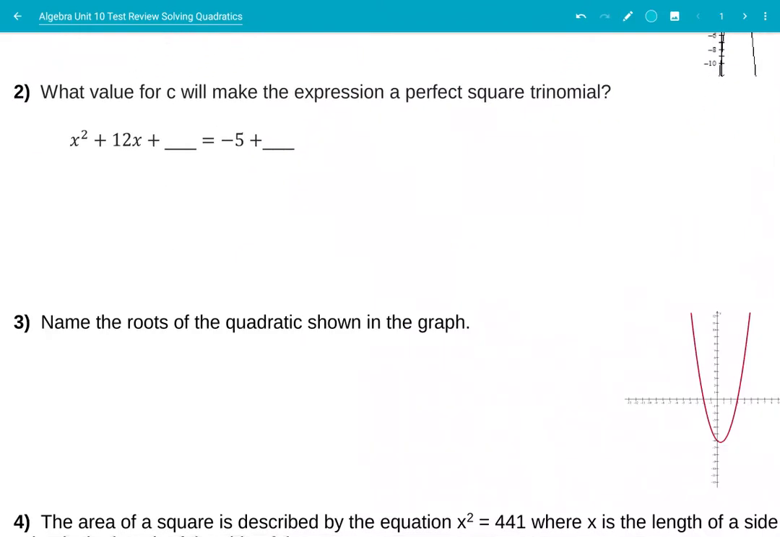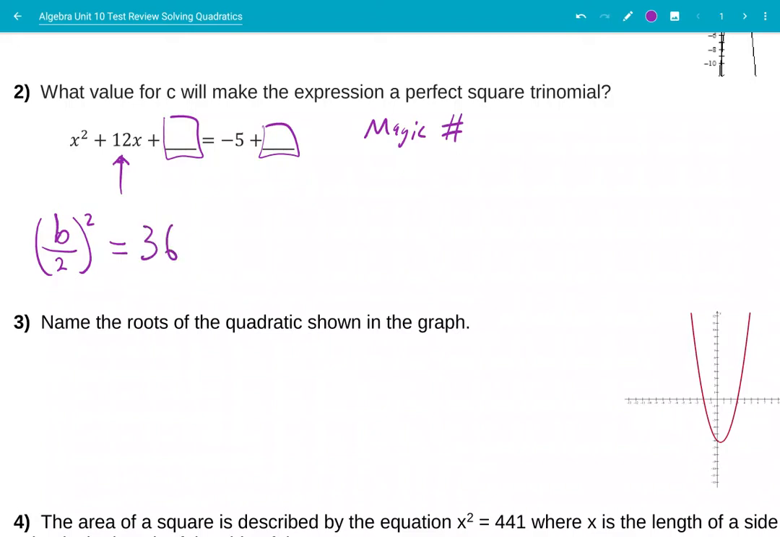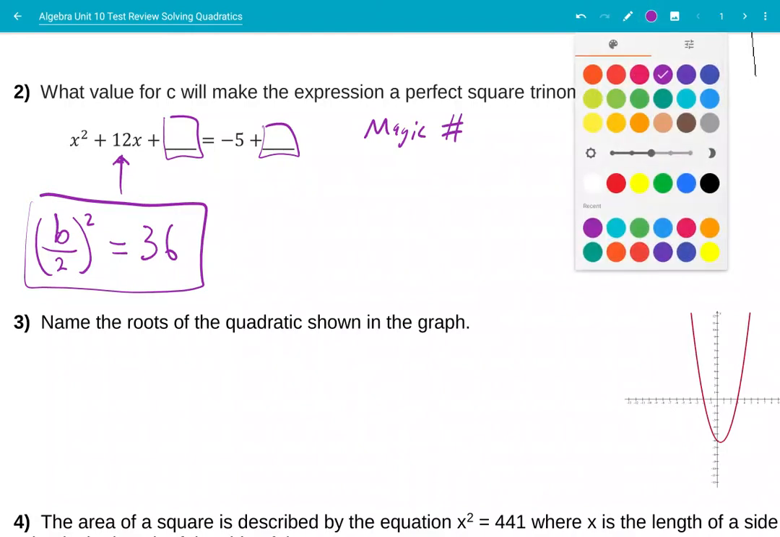What value for C will make the expression a perfect square trinomial? Remember, this value here, we called it the magic number. All it is, is this number here, which is B. We take half of it and we square it. Half of that is 6, and 6 squared is 36. So that's what we put in there to complete the square. Well, this is going really quick, isn't it?